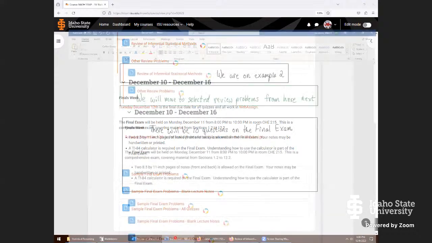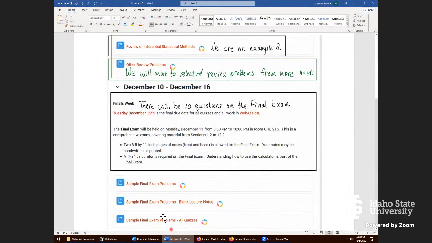Let me pull up the actual announcements. What we're going to do is go back to example 2 in this first document here. I think we'll probably spend all of today and a good amount of class on Thursday on this document. But if we do have extra time, we'll go down to these other review problems.